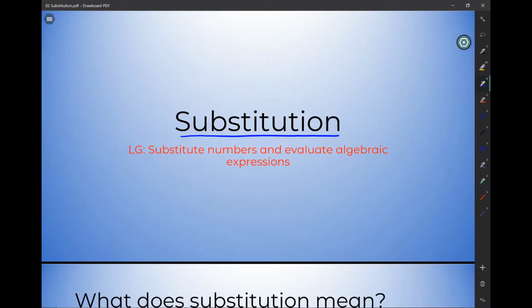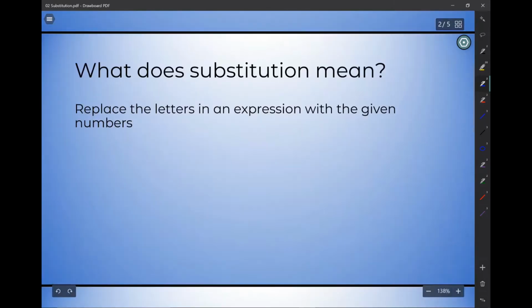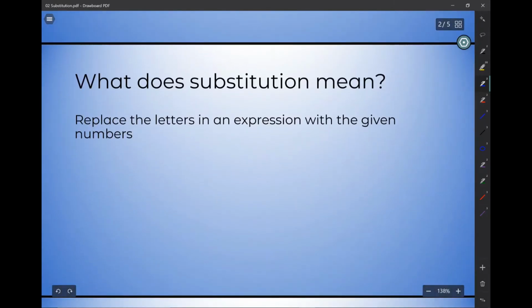And what substitution means is that we're going to take numbers and substitute them into algebraic expressions. Remember, these are the things we learned about in the last lesson. So the meaning of substitution is fairly straightforward. It's to replace the letters in an expression with a given number.